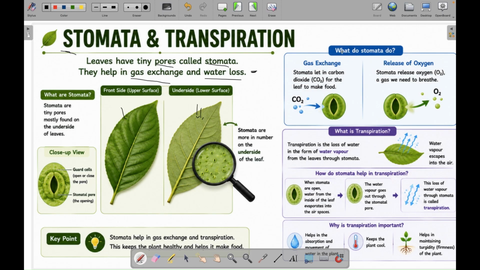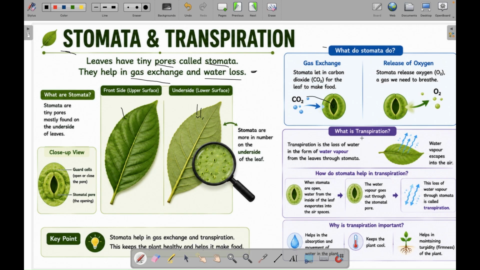So the first function of stomata is gaseous exchange. How does it do gaseous exchange? The first thing is it lets in carbon dioxide for the leaf to make food. Because carbon dioxide is required to prepare food, CO2 is inhaled by the plant through the stomata. Then once the food is prepared and oxygen is ready to be released, again the stomata are used to release oxygen into the atmosphere, which is the gas that we use to breathe. This is the first function, that is gaseous exchange in plants.